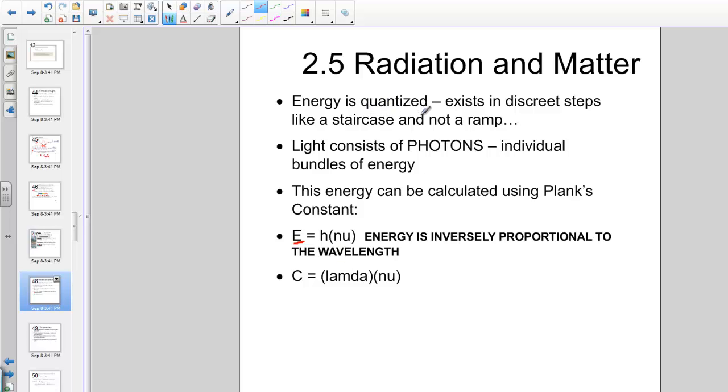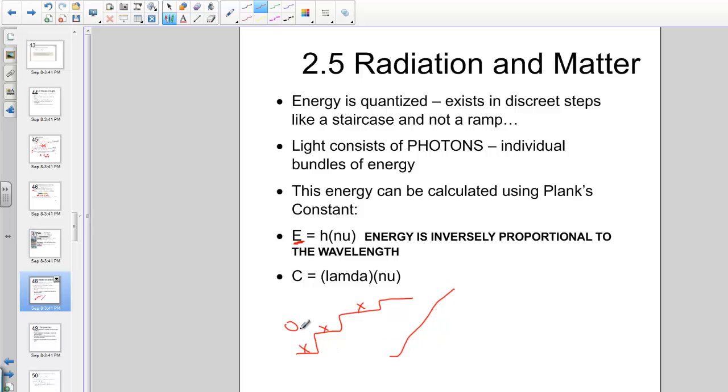Energy is said to be quantized. It exists in discrete steps like a staircase. So if I consider a staircase and I'm climbing up some stairs, I can place my foot here, here, or here. Very discrete levels. It is said to be quantized. If I compare that to just a straight ramp, if you will, there's an infinite number of places I could step on with my foot as I go up the ramp.